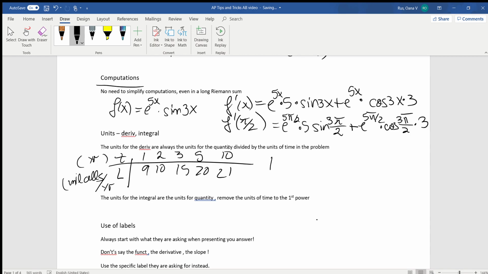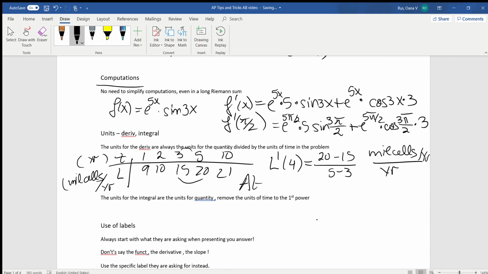So they're asking you to estimate, let's say, L prime of 4 using the table. Well, you must show the difference quotient, so 20 minus 15 over 5 minus 3. No need to simplify that. They may ask the units, and that would be units of the top, millions of cells per year divided by year. No need to simplify this further. Those are units. What does it mean? That at year 4, t equals 4, the L is increasing at the rate of whatever you got there.